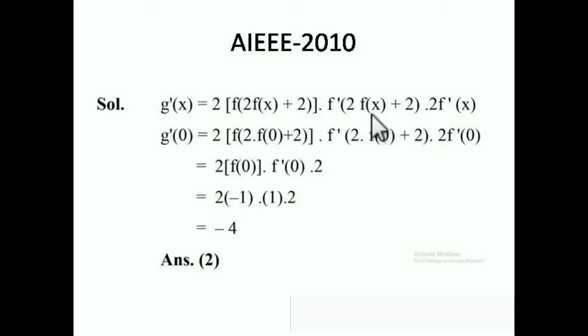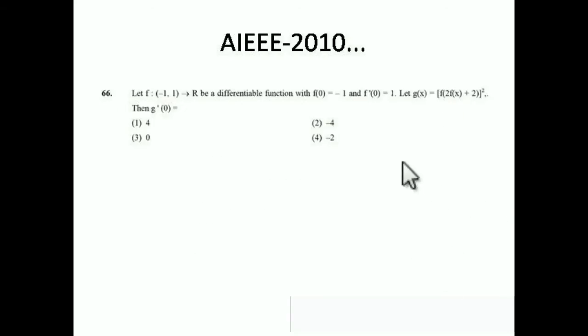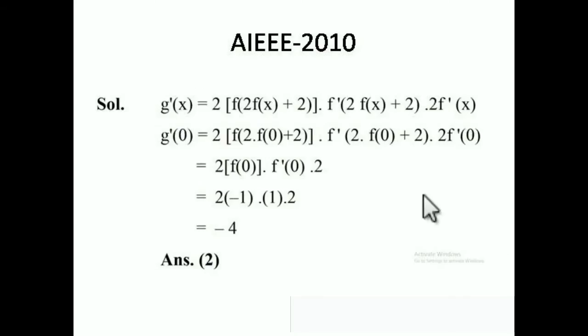Now just put 0 everywhere. So g dash of 0 is equal to 2f of 2f of 0 plus 2, times f dash of 2f of 0 plus 2, times 2f dash of 0. I just put 0 in each of them. Now I have the value of all the things. See, first solve that. Now we have two values: f of 0 is equal to -1 and f dash of 0 is equal to 1.